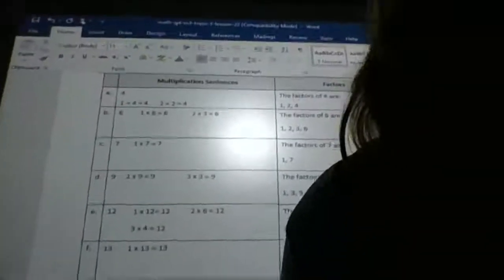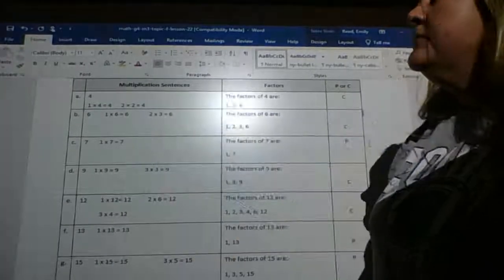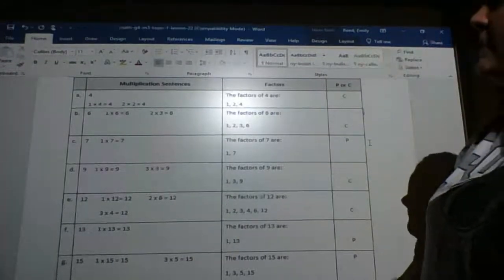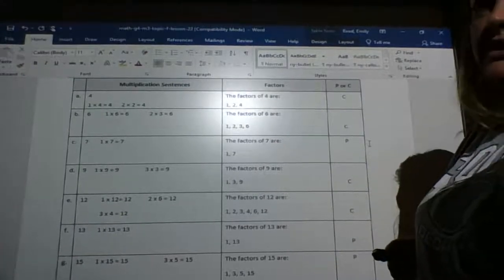I'm just going to pull this table up because that would be a little more ideal. Maybe you can see the numbers. All right, I'm going down the left side. 6. Multiplication for 6, 1 times 6, 2 times 3. Factors are 1, 2, 3, and 6, and it is a composite. Give yourself a check if you got it.